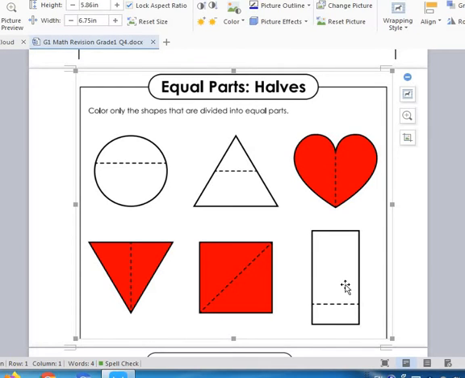Here in this rectangle, it's not divided equally. It's divided into two parts, but they are not equal parts here.